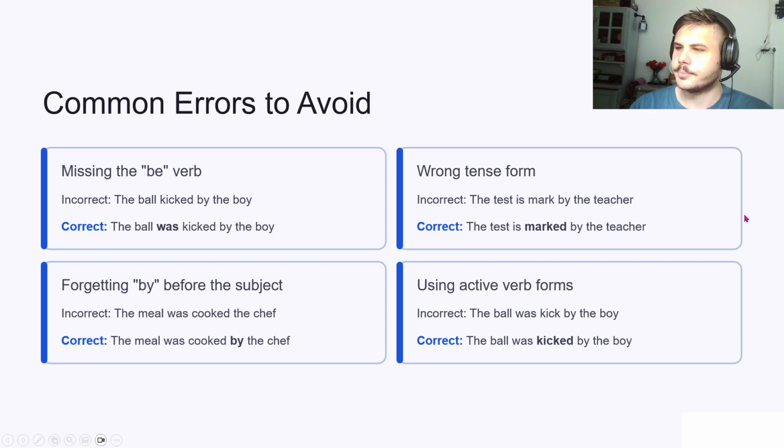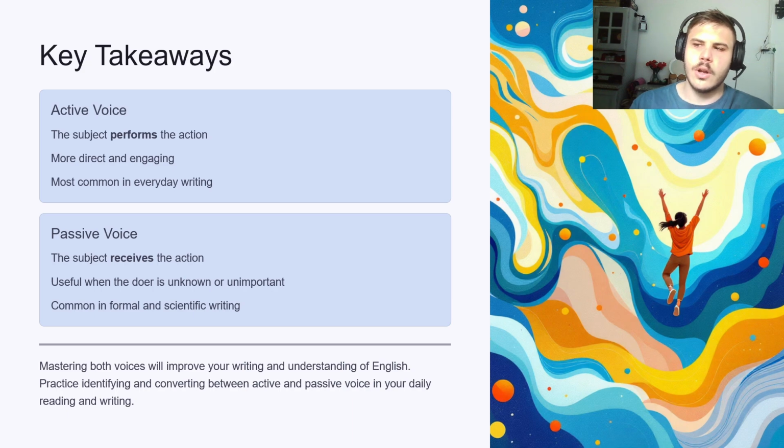Lastly, my key takeaways that I want you to take from this are that, in conclusion, active voice focuses on the doer of the action while passive voice focuses on the receiver. Active voice is more direct while passive voice is useful when the doer is unknown or not important. By understanding both, learners can improve their writing and communication skills.